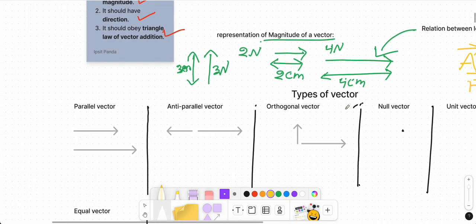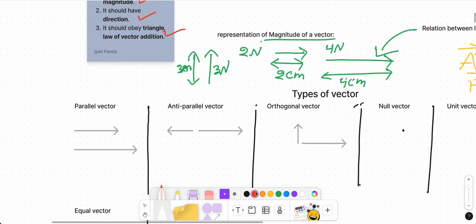Types of vector. There are different types of vector. First is parallel vector. Now parallel vectors are those vectors where these two vectors are parallel. Let's say this is A vector and this is B vector. These two are parallel. That means the angle between them is 0 degree. Great. Antiparallel vectors are those vectors where the angle between them is 180 degree. That means they are antiparallel.